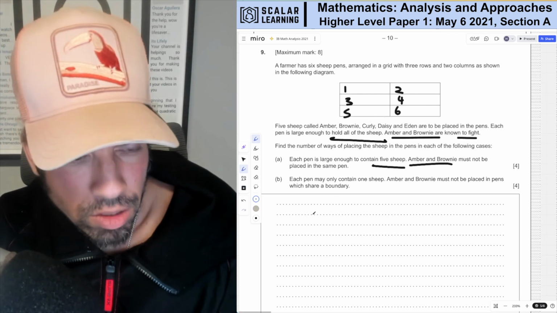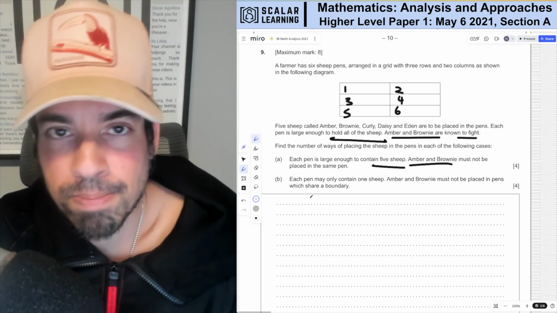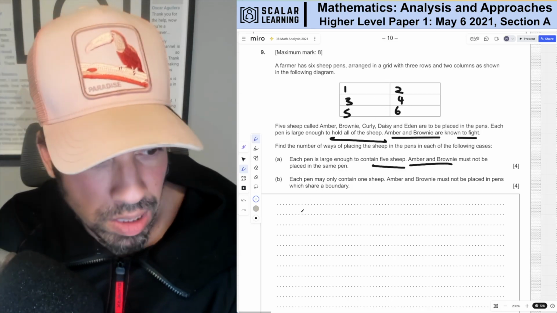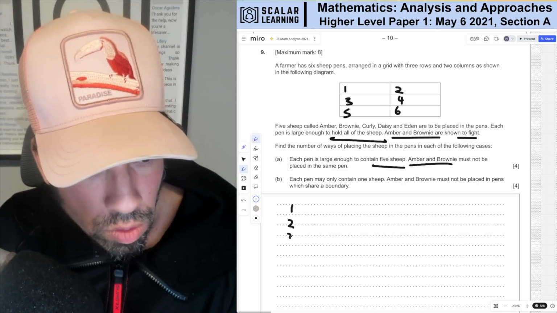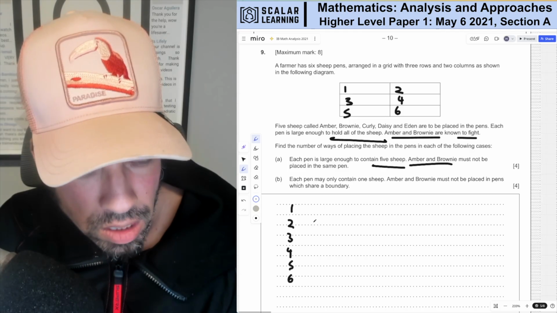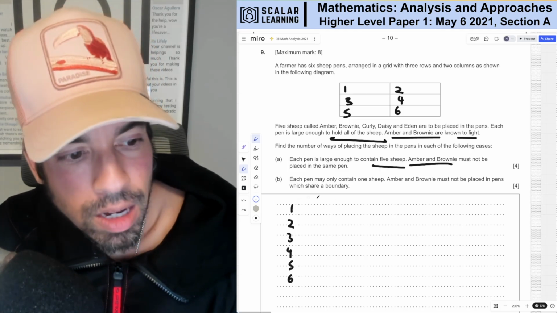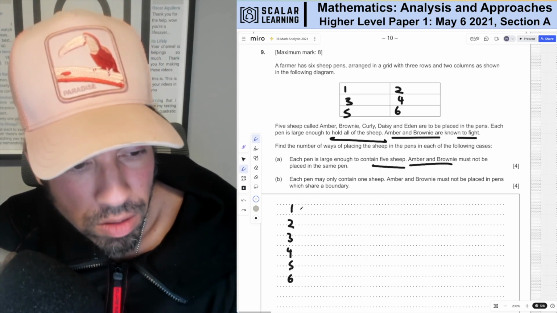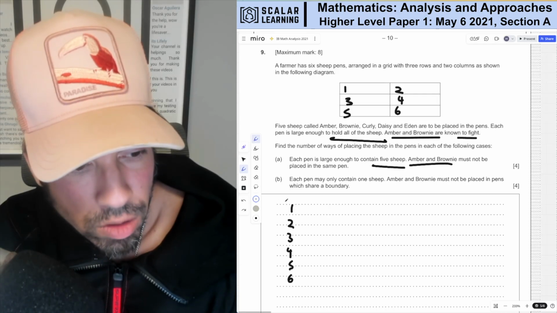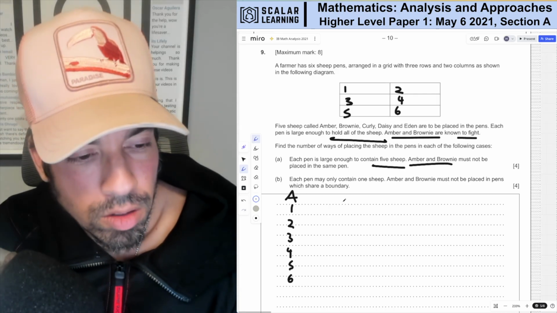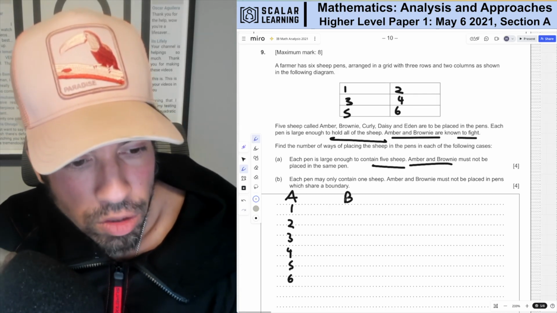Let's think about it like this. We have basically 6 different ways that we can place Amber. We can place Amber in 1, 2, 3, 4, 5, or 6. Depending on where Amber is placed, in each of these cases, let's look at the options for B.